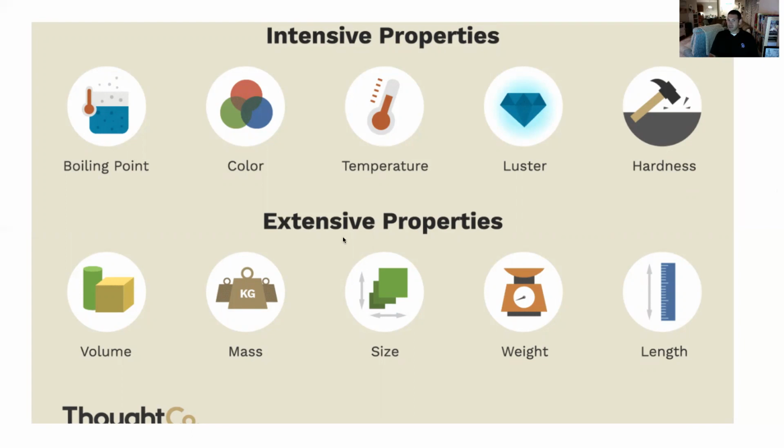Extensive properties of matter are properties that do depend on the amount of matter present, all right? These are things that we measure, right? And as we get different amounts of matter, they can change. These are things like volume, right? How much space something's taking up, mass, the measure of the amount of stuff, right? How heavy it is, its size, its weight, its length. Those are all extensive properties.